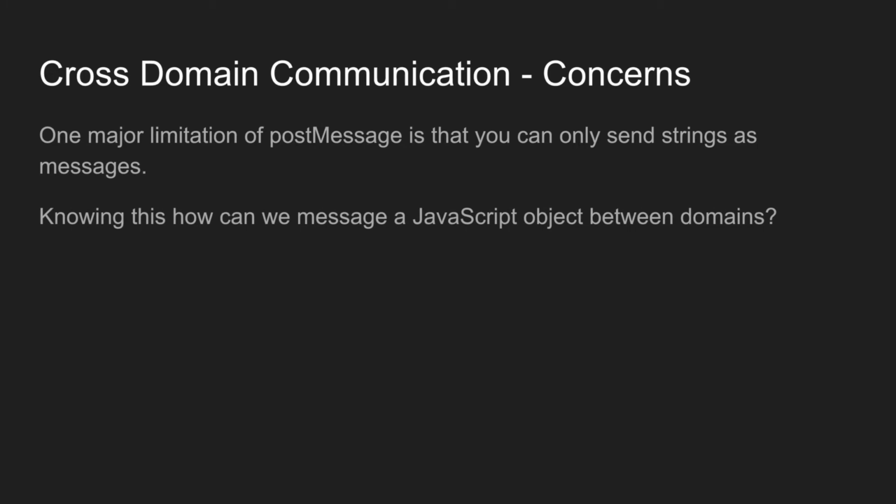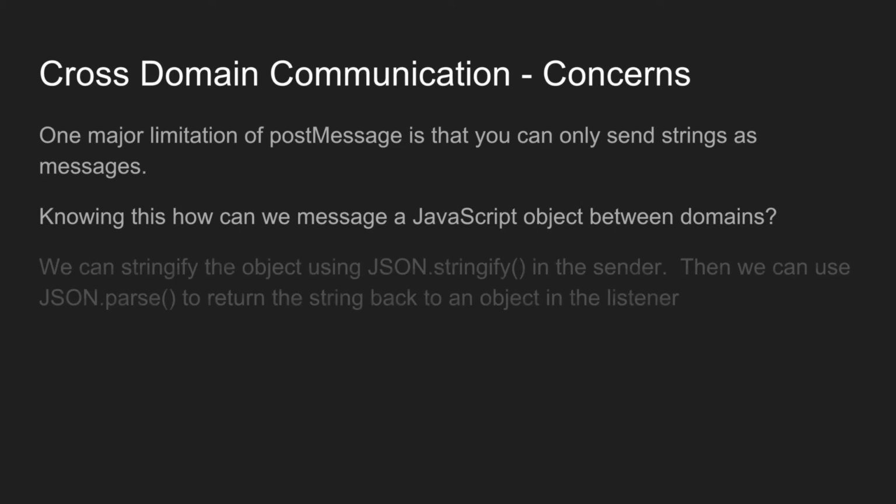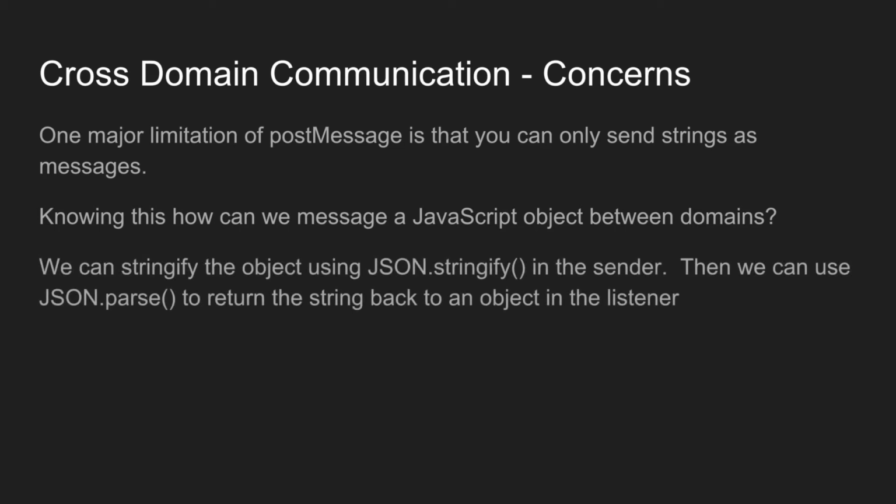Knowing this, how can we message a JavaScript object between domains? There's a nifty function on the JSON global object called stringify, where you can pass it a JavaScript object and it will turn that object into a string. Then we can also use JSON.parse to turn that string back into an object on the listener.